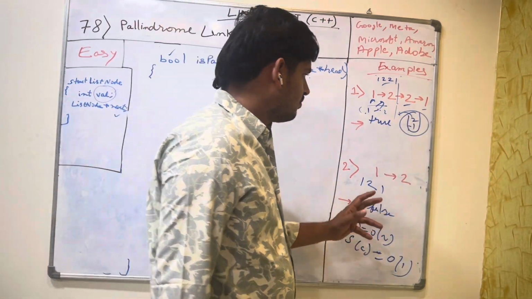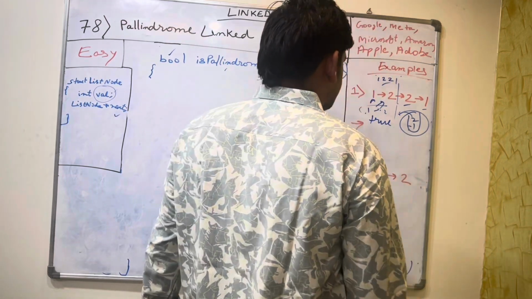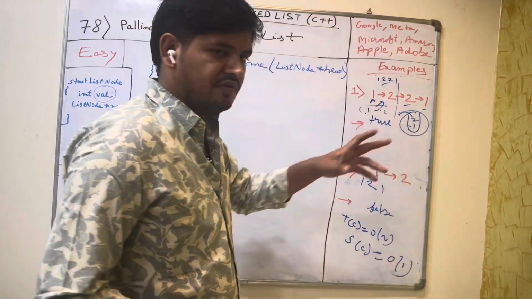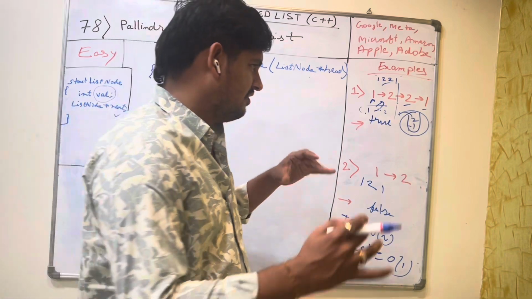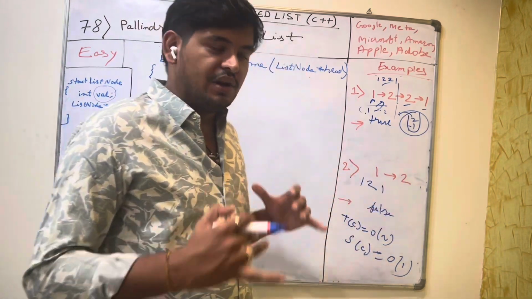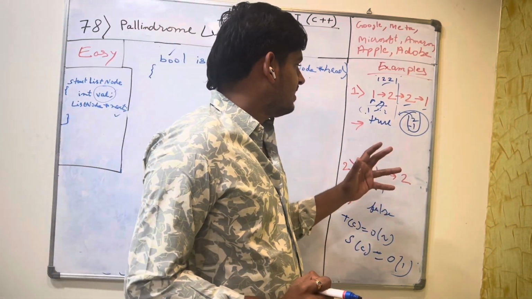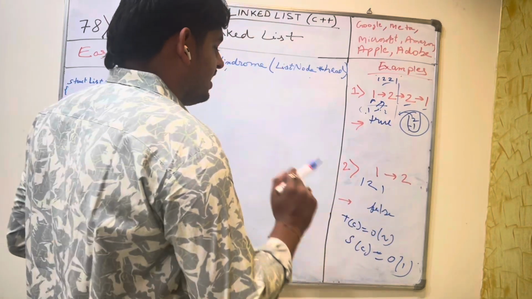Can we remove this stack, the extra space, or the extra reverse link? If we reverse it, then we are taking extra space for a new linked list and creating it. Can we combine both of these and do it in order of 1 space?